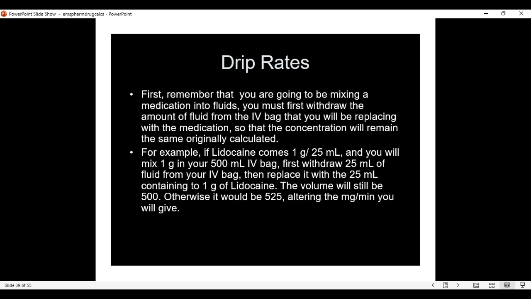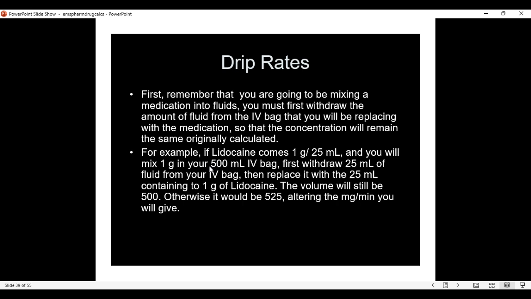Drip rates. Remember that if you're going to mix medications into fluid, you have to withdraw the amount of fluid from the IV bag and replace it with the medication. So, for example, if lidocaine comes 1 gram in 25 ml, you would mix 1 gram in your 500 ml bag. First, you want to withdraw the 25 ml of fluid from your IV bag, then replace it with the 25 milliliters containing the lidocaine. So that's how we're going to mix it.